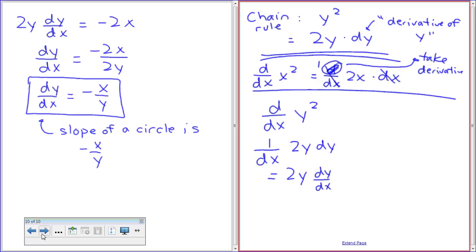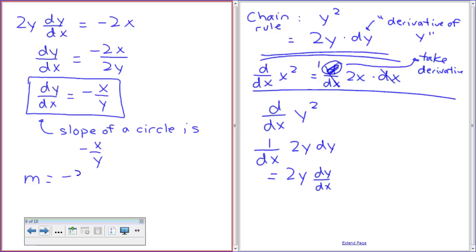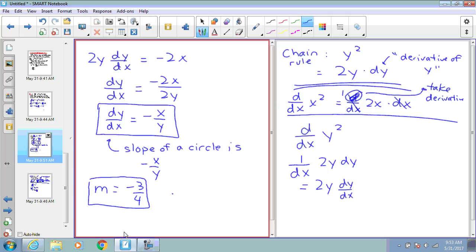Okay, so in this case, we said the point is 3, 4, right? Therefore, in this case, m equals negative 3 over 4. Is everyone okay with that? Because my point was 3, 4, so I just subbed in x is 3, y is 4. Good. And I'm just going to finish with y equals mx plus b.